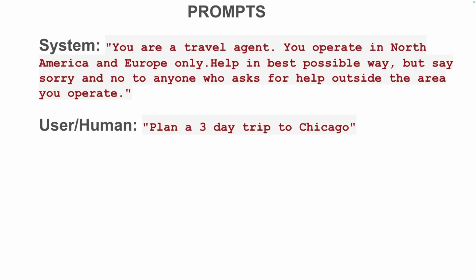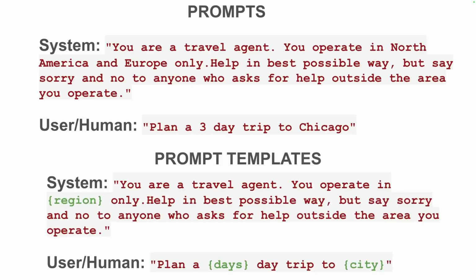Now, we want to standardize this prompt, and I want some values here to be dynamic, and I want to use this prompt again and again, but with different values. For example, I don't want to plan a 3-day trip to Chicago. Maybe I want to plan a 5-day trip to Chicago. Maybe I don't even want to go to Chicago. Maybe I want a 5-day trip to Berlin or maybe Tokyo, maybe something else. And also, for the travel agent, I don't always want it to operate in North America and Europe only. I want it to operate in South America or maybe in Asia, maybe in Australia. I want to make a few things variable here. We use prompt templates for that reason.